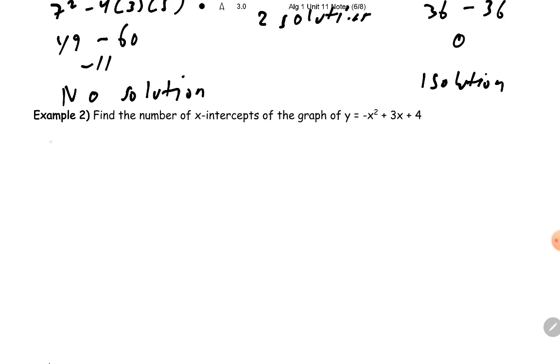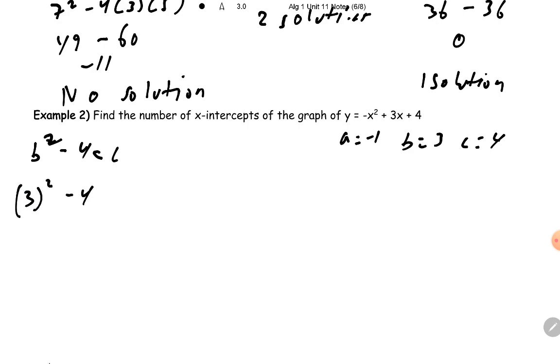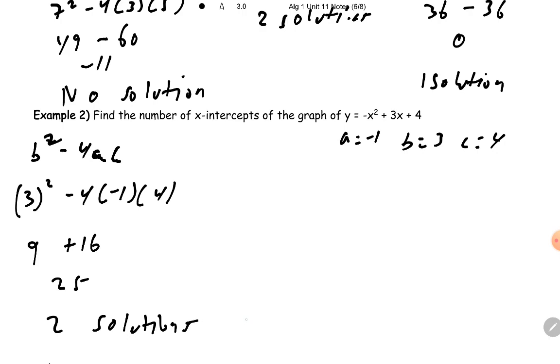Once again, b squared minus 4ac, a equals -1, b equals 3, c equals 4. 3 squared minus 4 times a, which is -1, times c, which is 4. I get 9 plus 16, which is 25. That means there are 2 solutions, which means 2 x-intercepts.